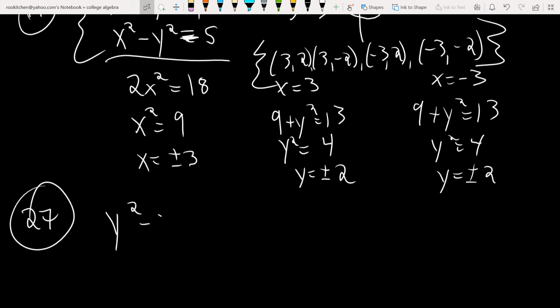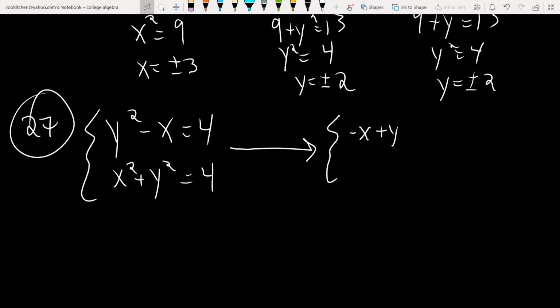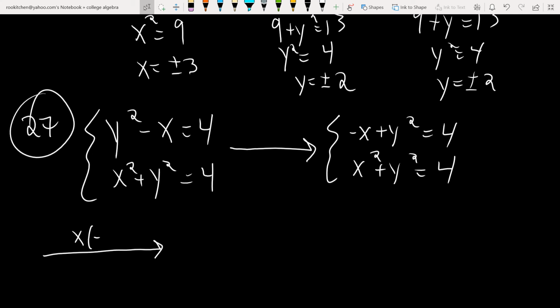Y squared minus x is 4. And then we have x squared plus y squared is 4. Again, you could do the addition method, try to get those y squares to cancel. First, I'll just rewrite it. So I got negative x plus y squared equals 4, and then x squared plus y squared is 4. Then I can multiply either the first or the second equation by negative 1. I'll just do the first one. So I get x minus y squared is 4, and then x squared plus y squared is 4.